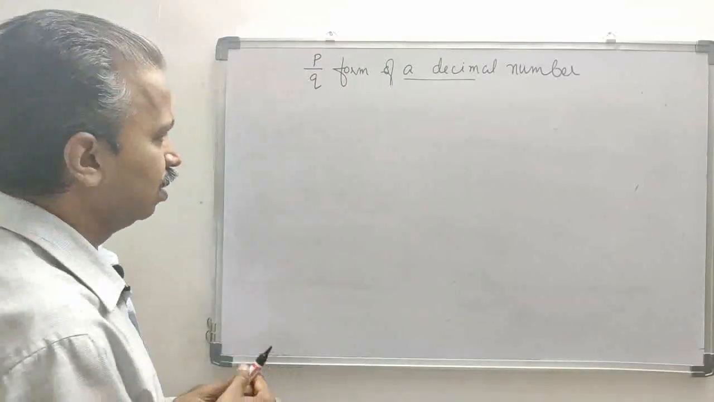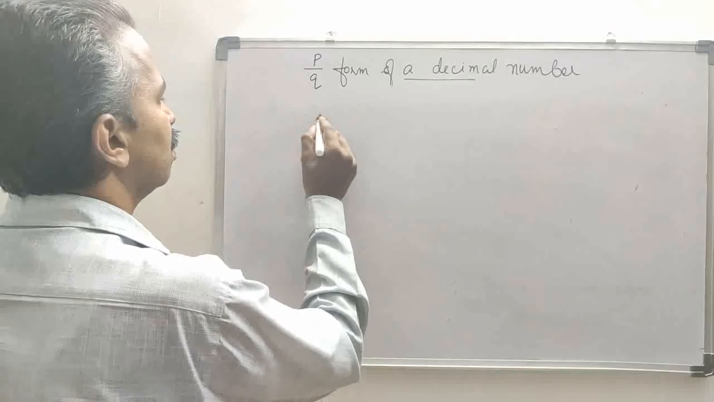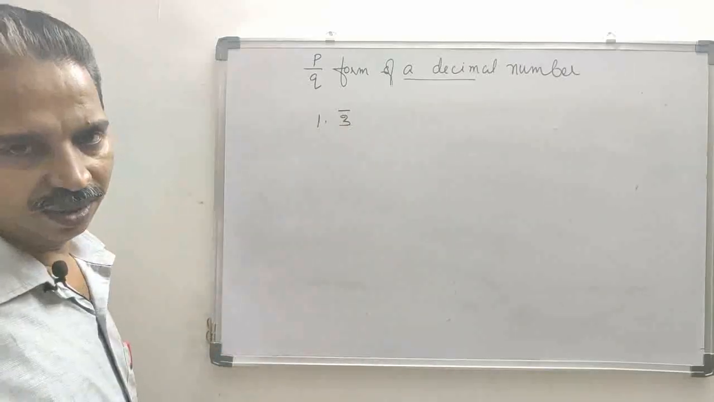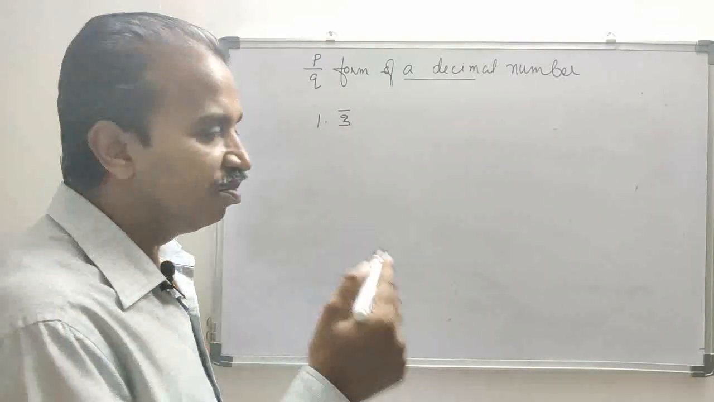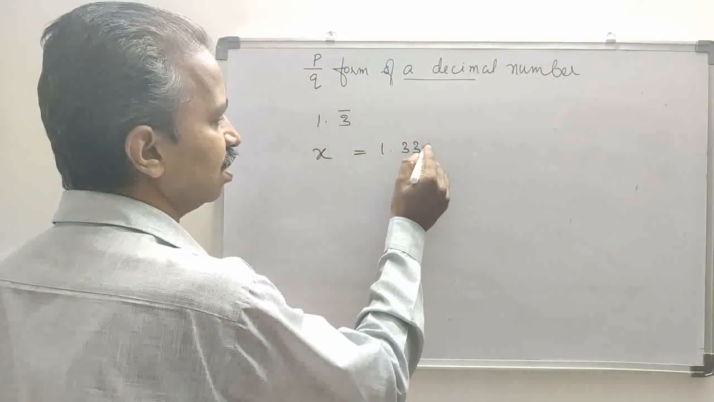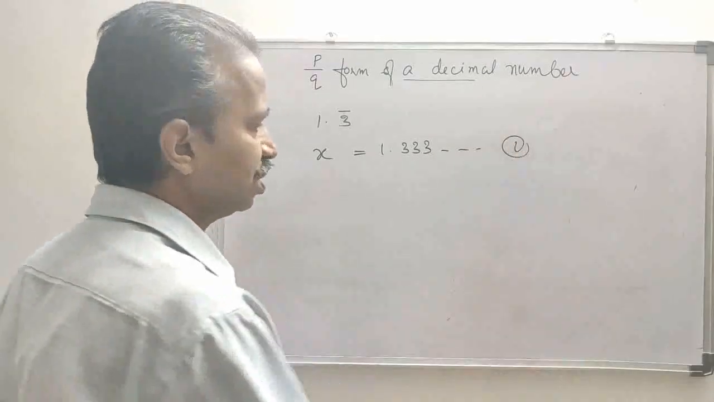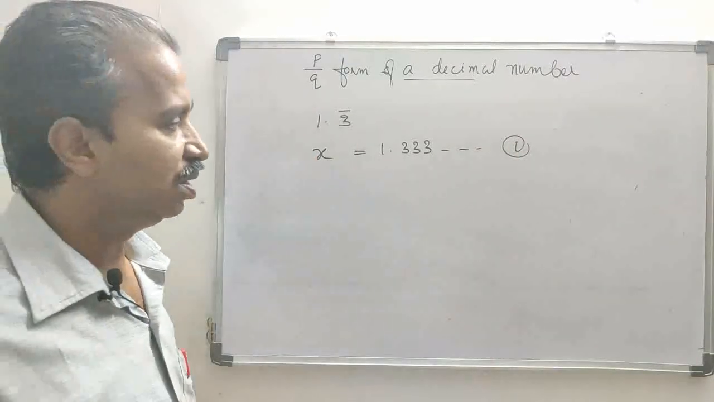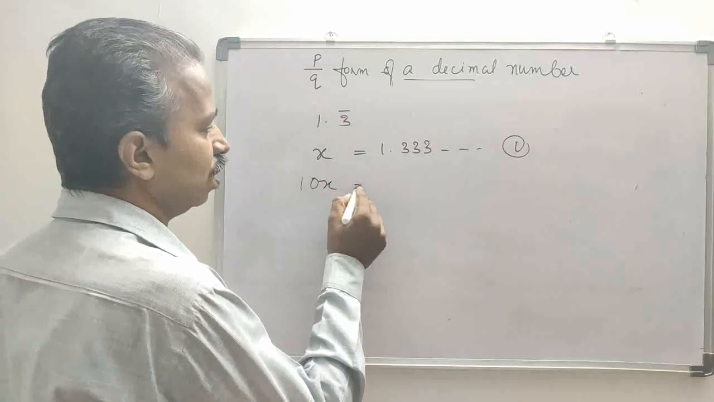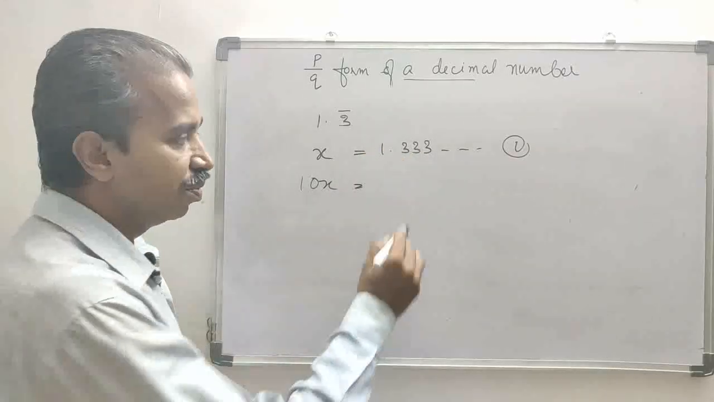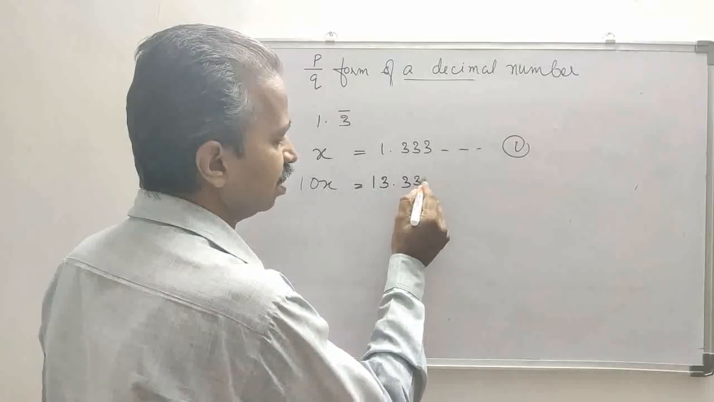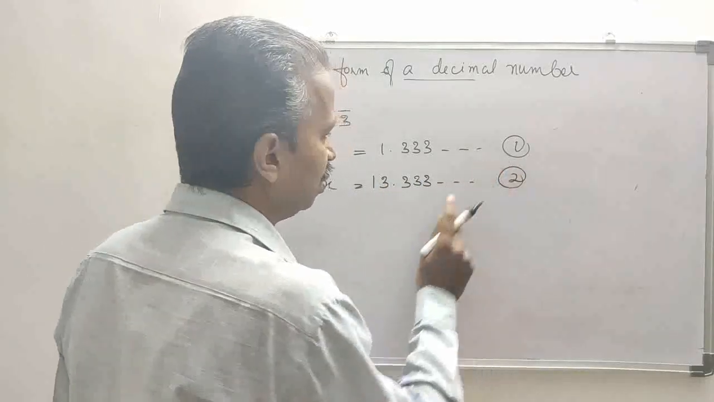Let us take the example 1.333, etc. That is 1.3 bar. We can proceed in the same way also. If you take this as x, x is equal to 1.333, etc. We may take this as equation number 1. Only one digit is repeating, so we multiply both sides of the equation by 10. We get 10x is equal to 13.333, etc. When you multiply the right side by 10, the decimal point moves one digit to the right. That is equation number 2.